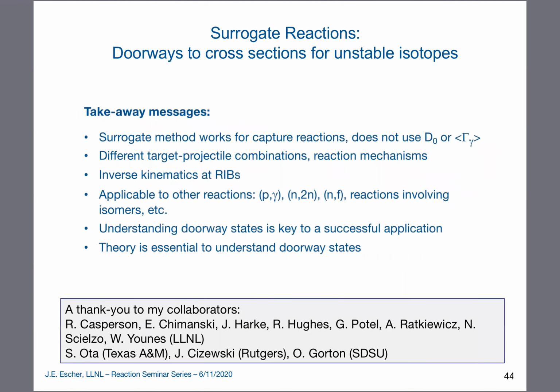Okay, and these are my takeaway messages. I hope I have shown you that we can make the surrogate method now work for capture reactions without using auxiliary quantities such as D0 and gamma gamma. What I think is a real strength of the method is that we can use different target-projectile combinations and different reaction mechanisms to get to the same compound nucleus. So we can do cross checks and we can expand the reach of the method this way. I see interesting applications ahead in inverse kinematics at radioactive beam facilities. And I'm looking forward to also getting more cross sections out for reactions other than N-gamma.